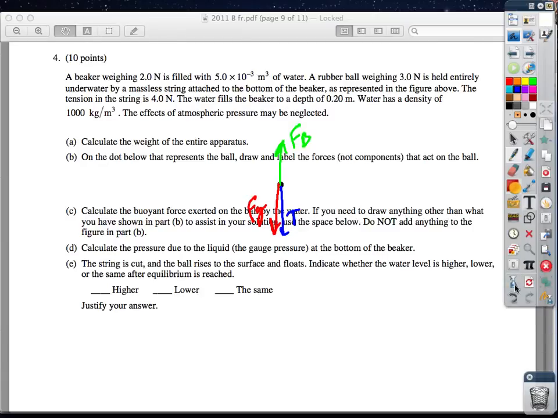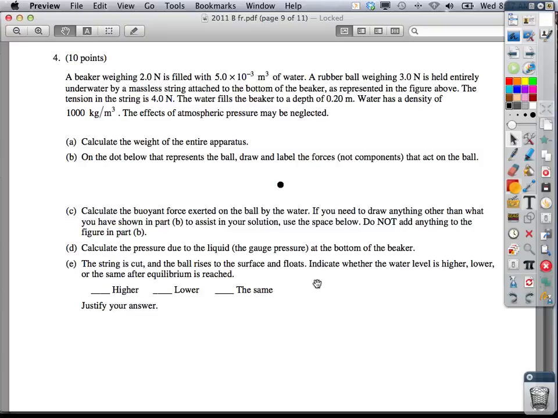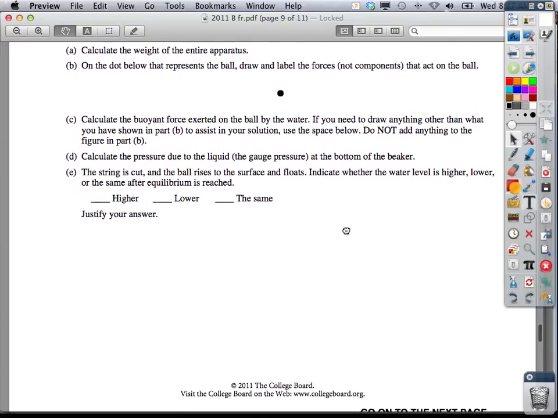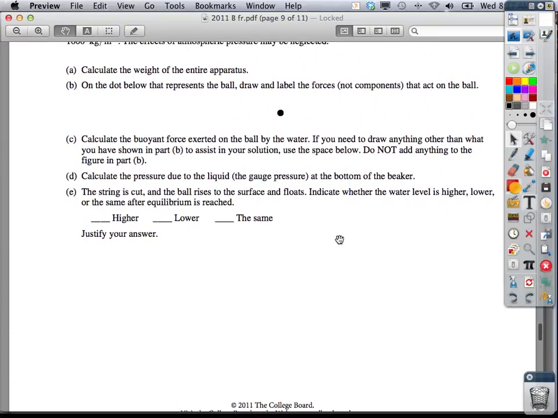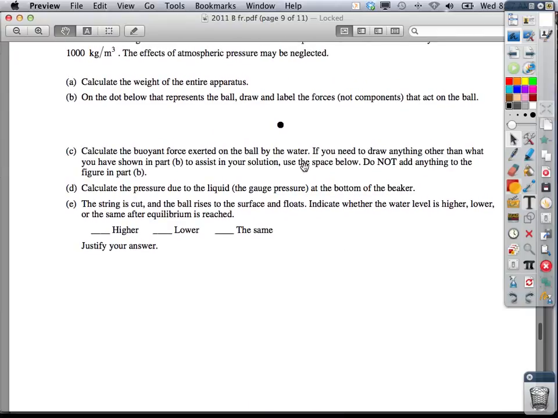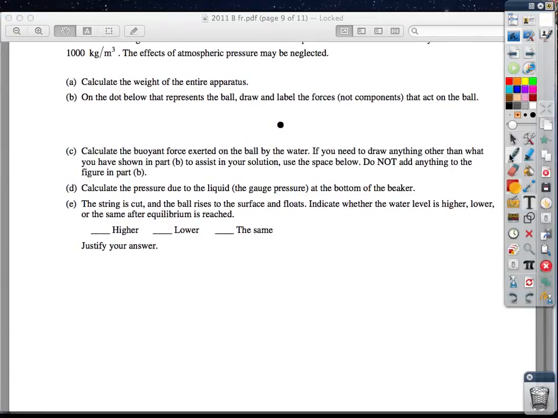Okay. So that's those. Then I don't even think we need to check that. Then for C, calculate the buoyant force exerted on the ball by the water. So then you should be able to say sum of the forces is equal to 0, right? And then up was F_B, and that should be equal to F_G plus T, right? And they wanted that buoyant force, so that's fine.